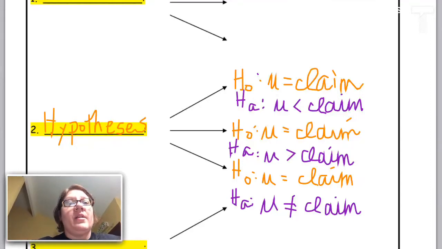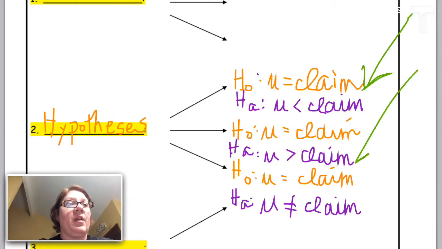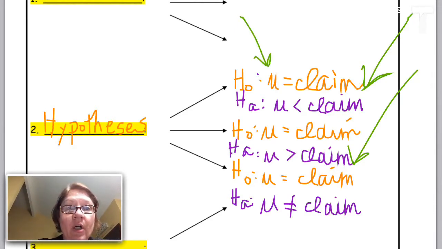So the hypotheses will again always be centered around my claim. Notice everything here says claim, claim, claim. And it's always written in terms of the population. Notice mu, mu, mu. Never x bar.